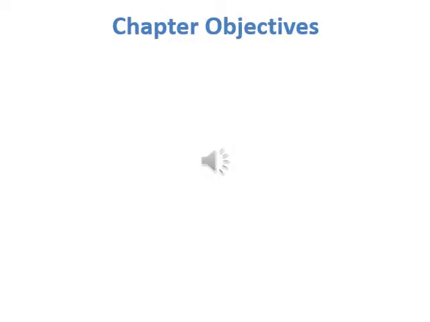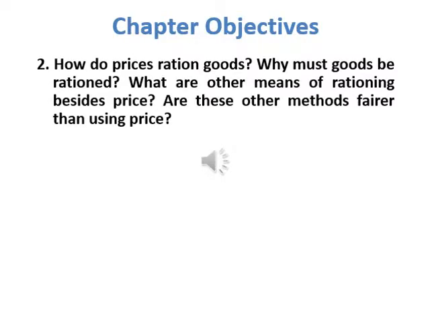Chapter Objectives Answer. 2. How do prices ration goods? Why must goods be rationed? What are other means of rationing besides price? Are these other methods fairer than using price?